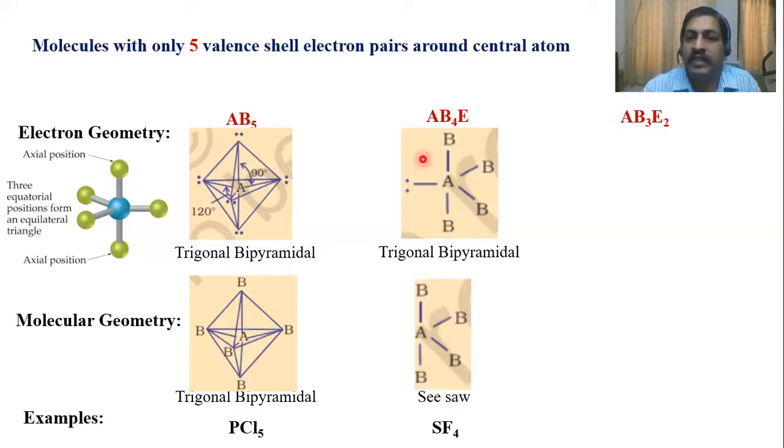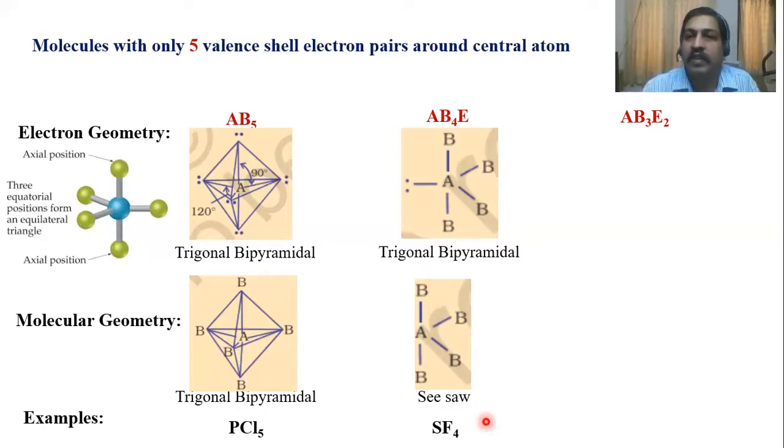So as we can see, the molecular geometry is seesaw. If I turn this structure clockwise, it will resemble a seesaw. So this geometry is known as seesaw shape or seesaw geometry. Sulfur tetrafluoride has a seesaw shape. It is an AB4E type of molecule.